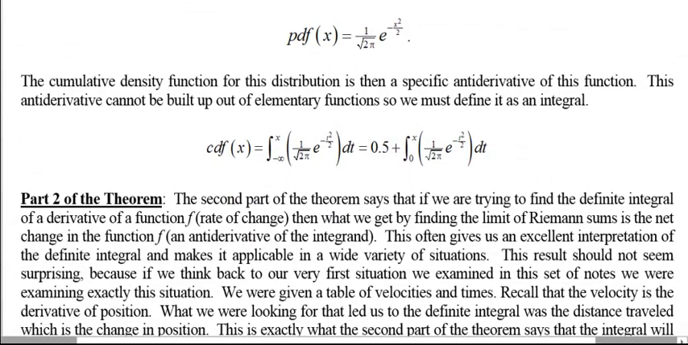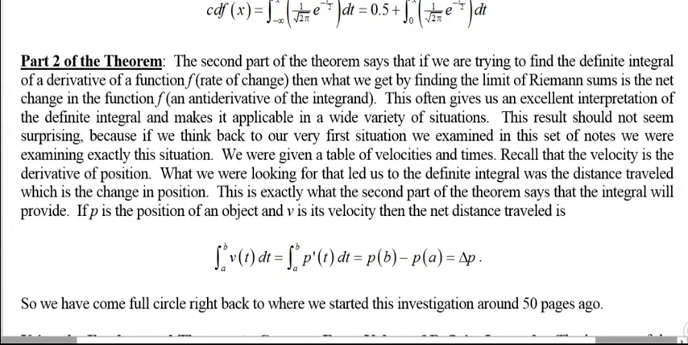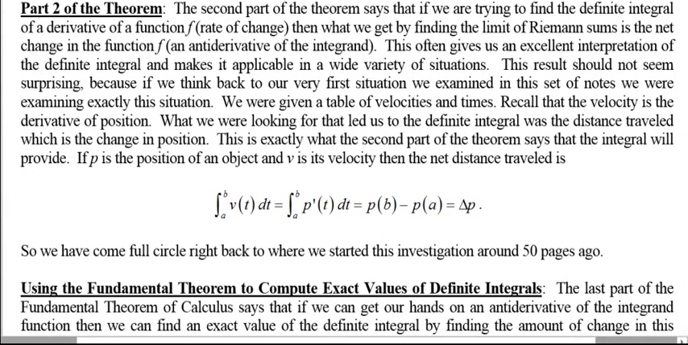The part that we're going to spend more time on, particularly in our next unit or our next set of videos and notes, is going to be focused on part 2 of the theorem. And one of the things that part 2 says is that if we're trying to find the definite integral of a derivative of a function, in other words a rate of change of some function, then we can get that by finding the limit of Riemann sums.